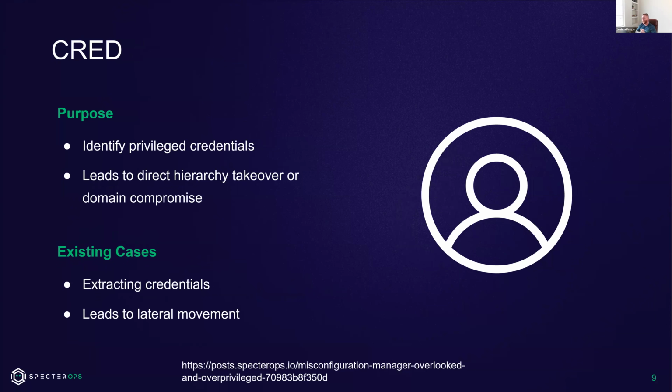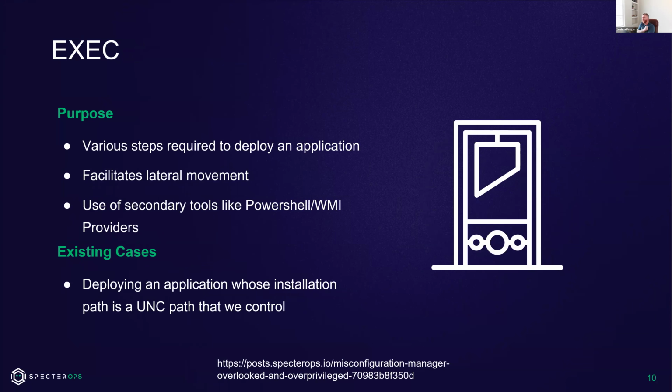Then we have cred. So that's a way we can identify privileged credentials. It leads to a direct hierarchy takeover or domain compromise. We're going to talk a little bit about how we can detect some of the different attack techniques that fall within this cred category. Some examples would be extracting credentials or identifying a method that would lead to lateral movement with those credentials. We also have execution, or exec, as well.